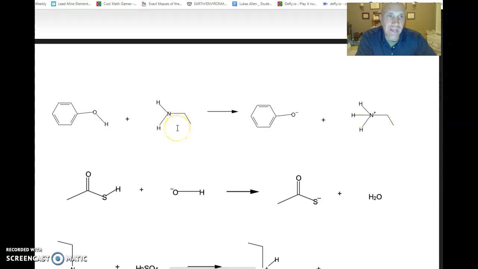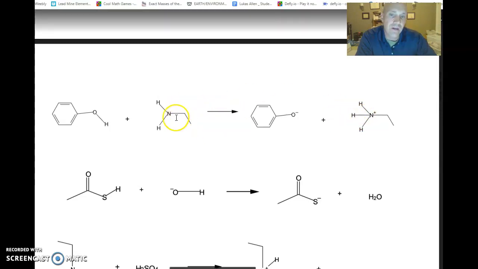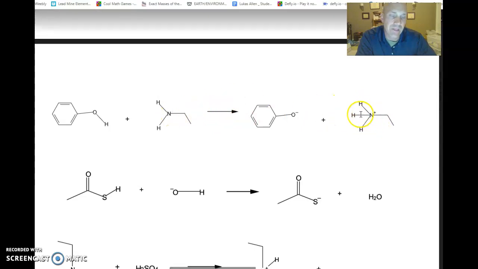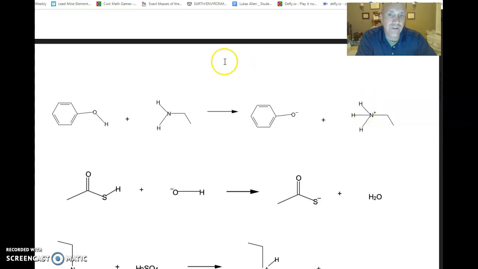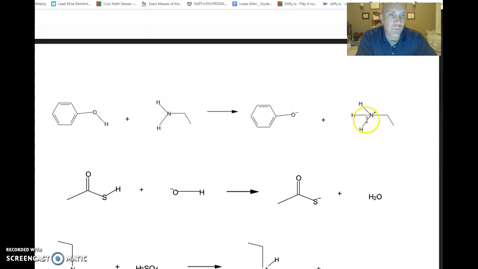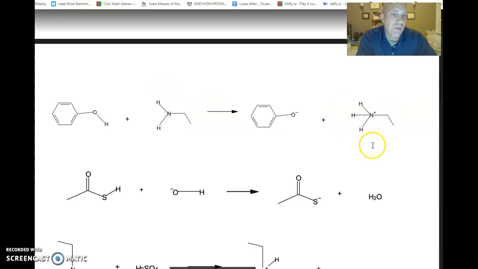So therefore, it is acting as a base. You might say, well, we haven't come up with generic terms to describe a base. Well, let's just think about this. This one right here has one higher charge than this one right here. It also has one more hydrogen. So we could refer to this as the conjugate acid of this base. We could call this HA, and we could call this A minus.